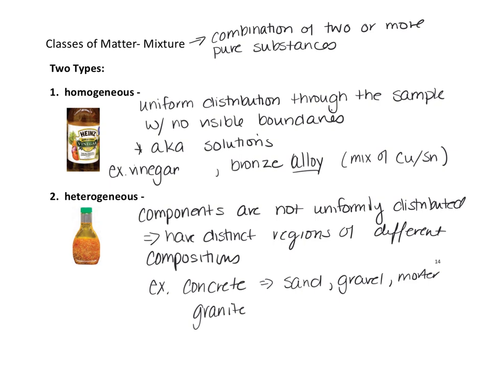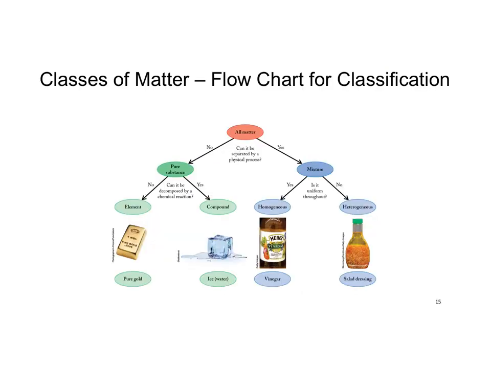So in summary, when we talk about our classes of matter, if it can be separated by a physical process, it is generally a mixture. If it is just an element or just a compound, it is a pure substance. Elements we find on the periodic table. Compounds are two or more different elements that are held together by chemical bonds. When we talk about mixtures, if it's uniform throughout, it's homogeneous. If it is not uniform throughout, if it's got visibly distinguishable parts, it's heterogeneous.